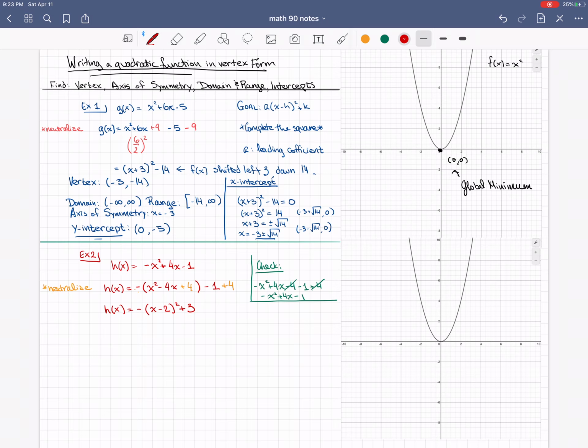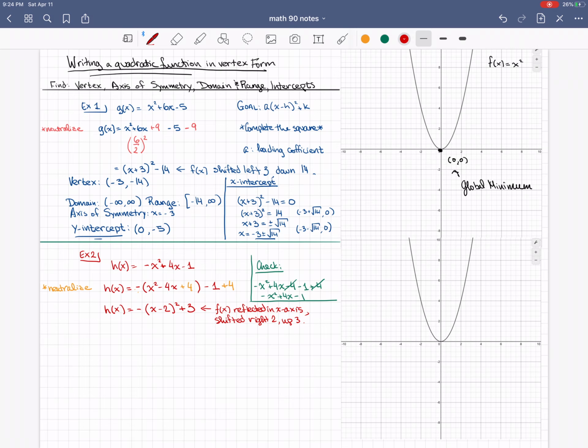And what I want you to notice, again, thinking transformationally, what transformations do we have starting with the generic function f of x equals x squared? We have this minus on the outside, that's a reflection in the x-axis, then we have a shift right and a vertical shift. So let's write that down. This is f of x reflected in the x-axis, shifted right 2 units, and up 3.